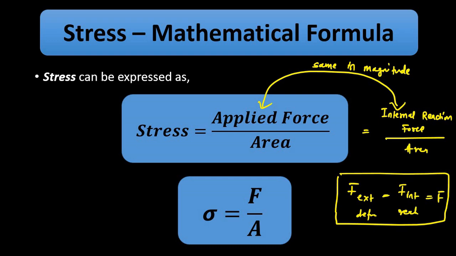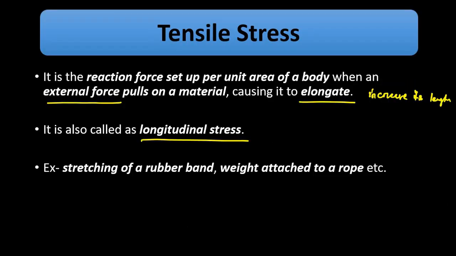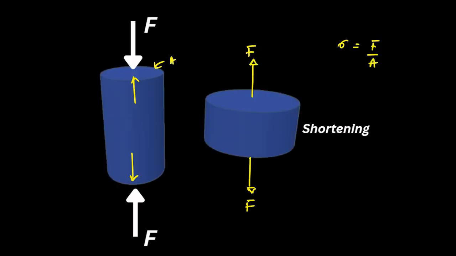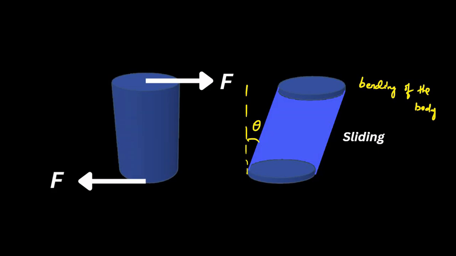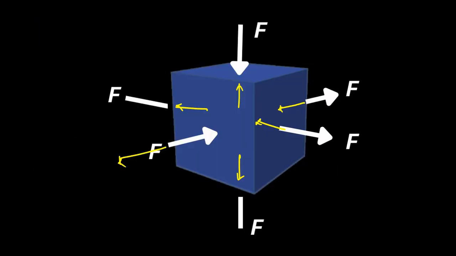It has the same unit as pressure, and these are the different types of stress: tensile, causing elongation; compressional, causing shortening; and tangential, causing sliding. And bulk stress is the force acting uniformly on all faces, on all sides of a material, and the reaction force is opposite to the external force acting on all sides. Okay, so this is the concept of stress in materials.